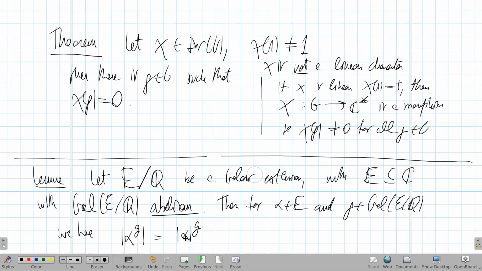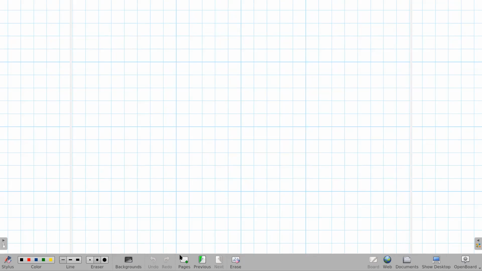Good, so let's see why this holds. And then I don't have time today, but I will show that if the Galois group is not abelian, this does not hold anymore. Proof.